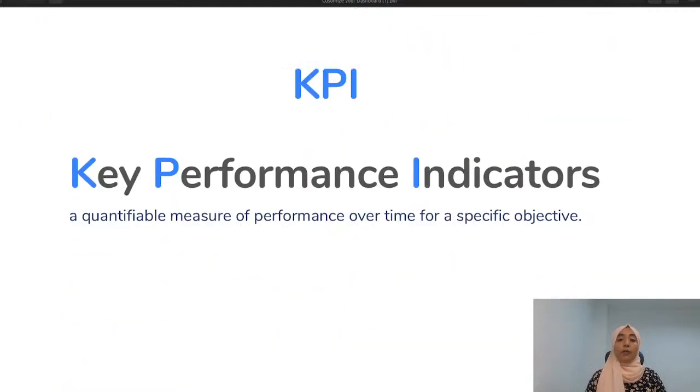So, KPI stands for Key Performance Indicators. These are the metrics we use to measure our performance, to make sure that we are at the right standard, if we are doing well, or if there's something wrong that we should take care of. That's the main objective of a KPI.